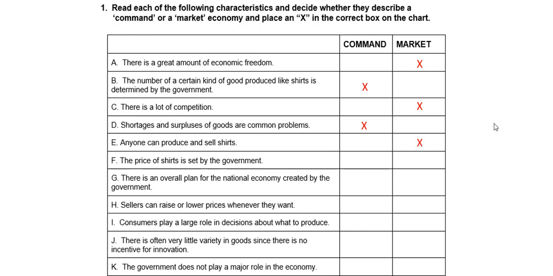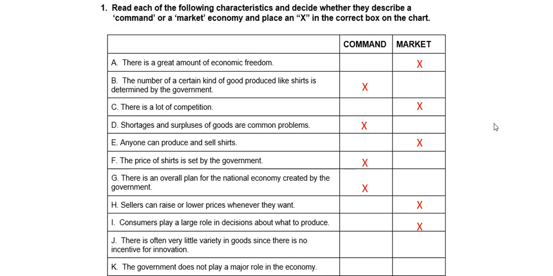Market economies. F, the price of shirts is set by the government. Command economies. Hopefully we're seeing the trend here. G, there is an overall plan for the national economy created by the government. Aha, so the trend is government for command. We're not just going back and forth here. H, sellers can raise or lower prices whenever they want. Market economy. I, consumers play a large role in decisions about what to produce. Remember, we are the consumers, we buy the goods. Market economy.